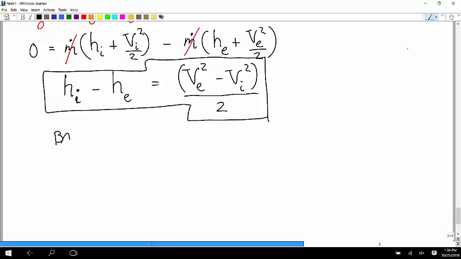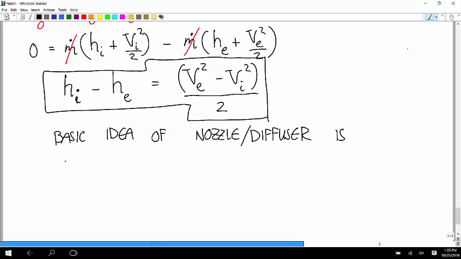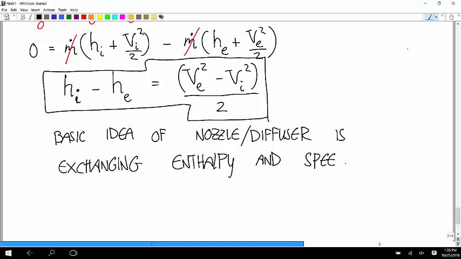So the basic idea of a nozzle or diffuser is exchanging enthalpy for speed, or vice versa. We're exchanging them because, these are both differences, but the one on the left is the inlet minus the exit, and the one on the right is the exit minus the inlet. So a high starting enthalpy leads to a high exiting speed. A high exiting enthalpy leads to a low exiting speed.